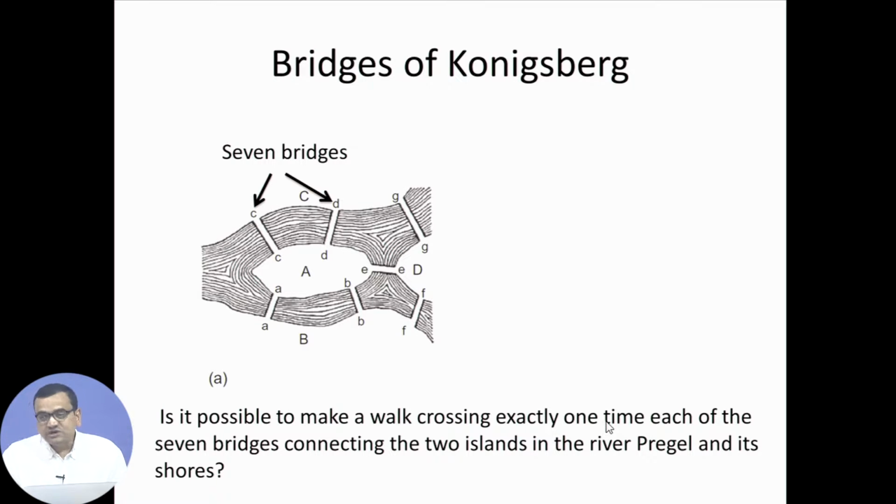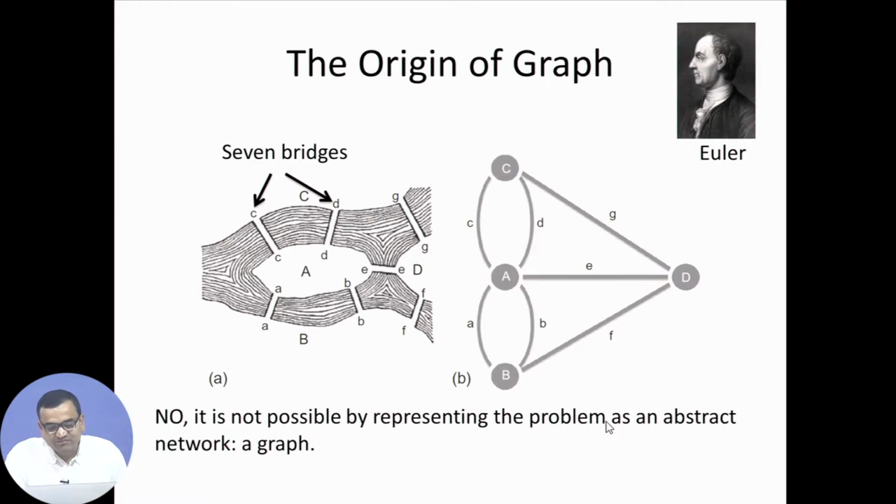It was somehow unsolved there. I don't know who started this, who thought about this, but this problem was somehow unsolved. And Euler, who was living at that time, mathematically showed that no, it is not possible, and he reformulated the same problem by representing it as an abstract network. That's called the graph, and that's the origin of graph theory.